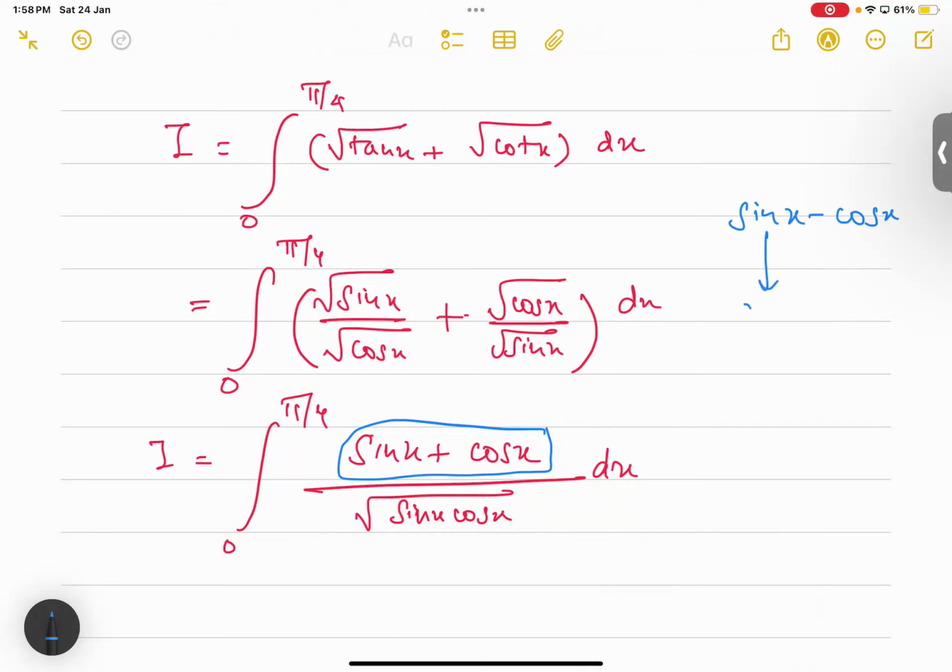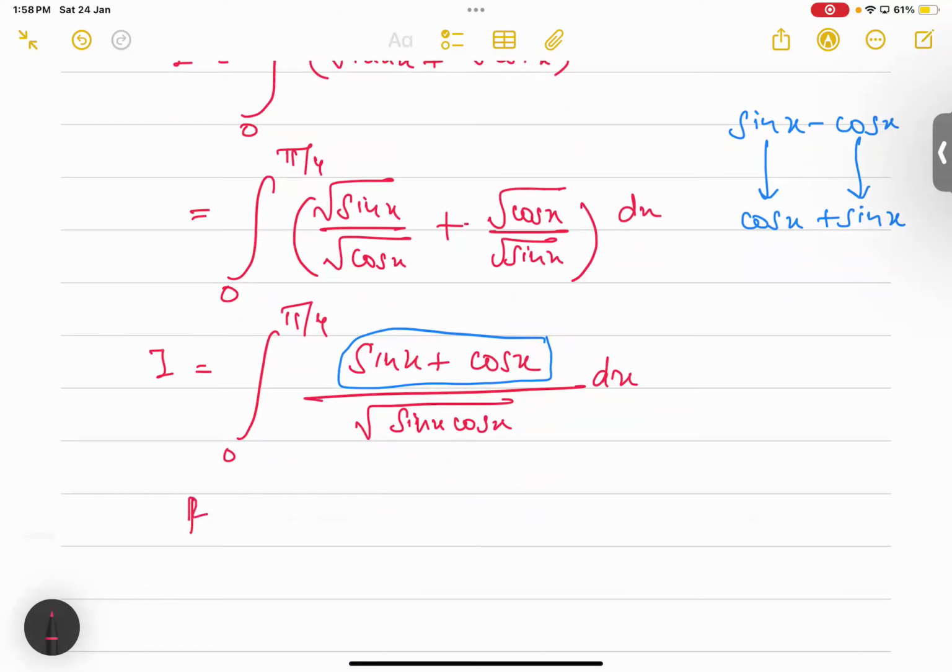What is the derivative of sin? Cos. And what is the derivative of cos? Minus sin, so this will be plus. So my guess was correct. Even if you write cos x minus sin x, work it out and check whether you're getting the derivative or not. Understood?